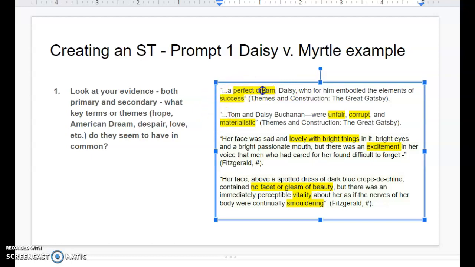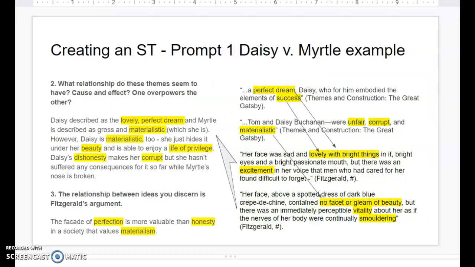Okay, so Daisy is a perfect dream in this CD and materialistic in this CD. I didn't find much on Myrtle, so I'm going to have to work with what I've got because right now I'm limited to that source. So step 2 then is to figure out what these CDs have in common and what the relationship is between the themes in the CDs.